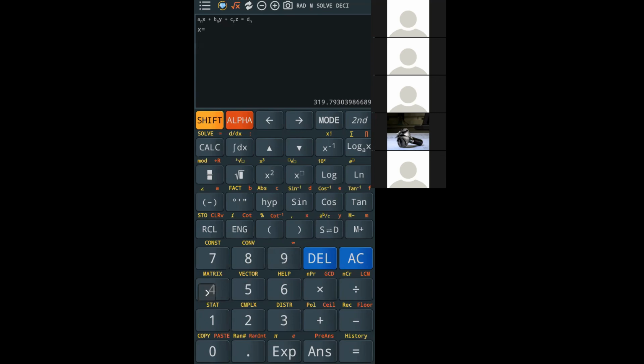Can I get the answer? Let me know what answer you're getting. T2 is 319.8. All of you do it on your own. T3 is 146.91, and T4 is 50.87. All values are in degrees Celsius. Clear?